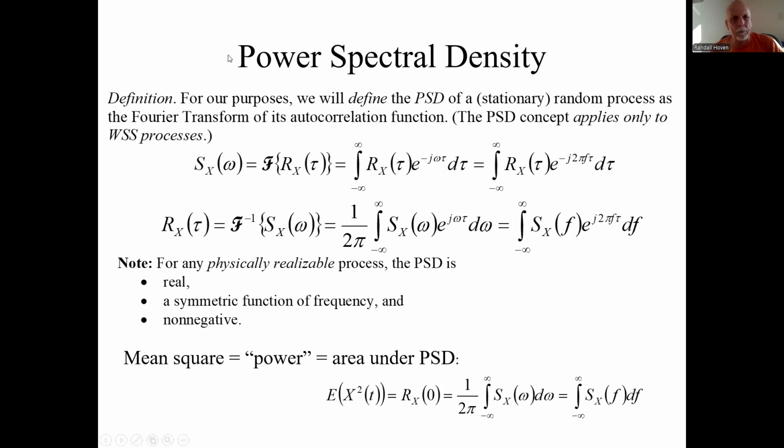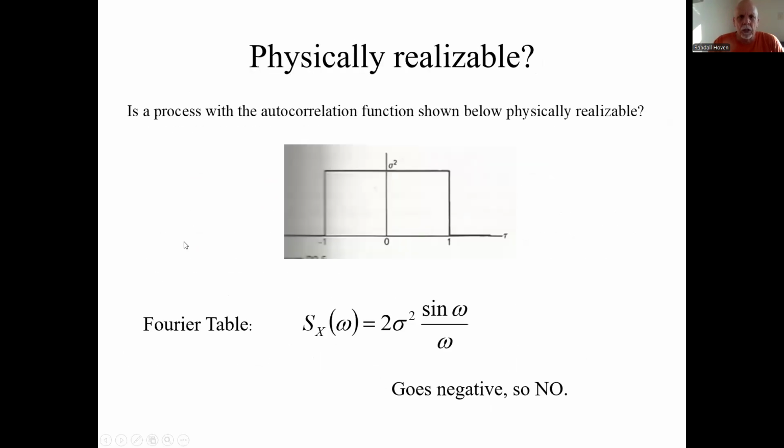We've been talking about power spectral densities of random processes. Here's the notation for power spectral density. Here again is the autocorrelation function. And we've already been through a couple of examples of how to go back and forth, or if you're given the PSD, how to get the autocorrelation function.